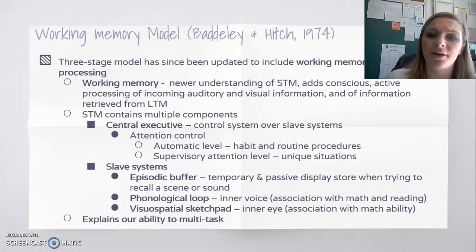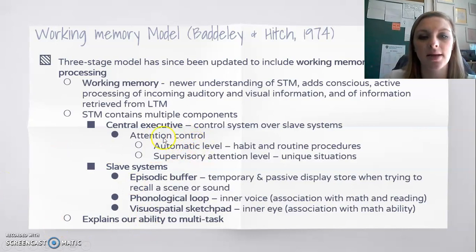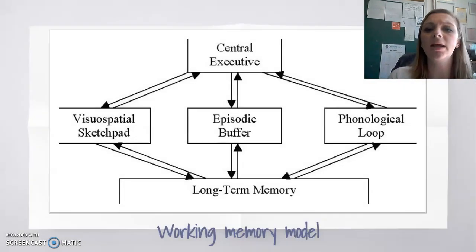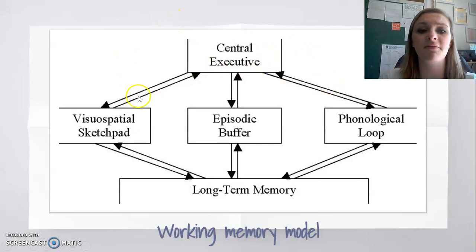The working memory model explains our ability to multitask. The central executive is taking control of these automatic things that are happening, and we are having all of these components taking place at the same time. Here is a nice visual to illustrate this idea. Here's the central executive. Information is going back and forth between the long-term memory and the central executive and our slave systems.